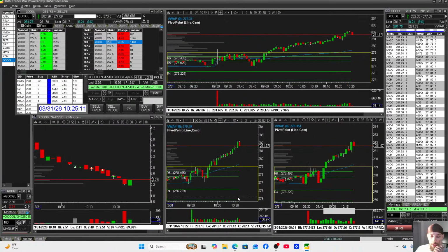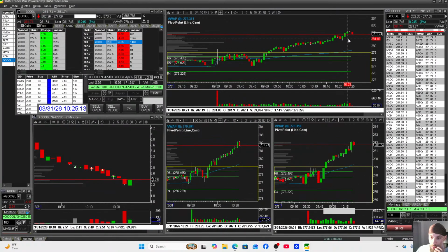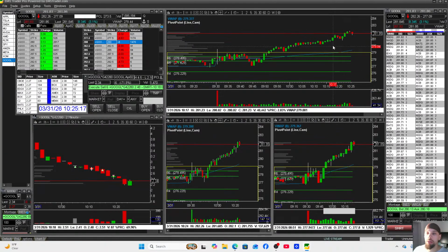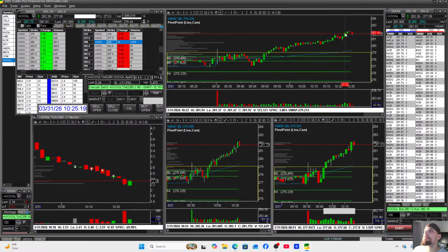Might have been that exhaustion volume right there, guys. These three 1-minute candles, a little bit of exhaustion here maybe. Now might be the pullback.